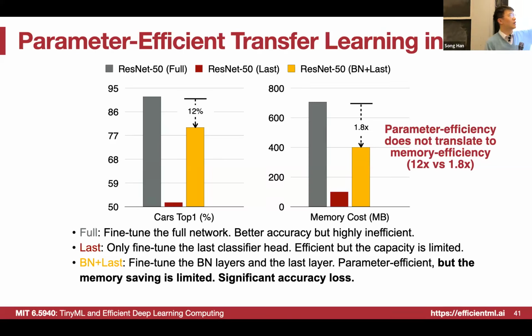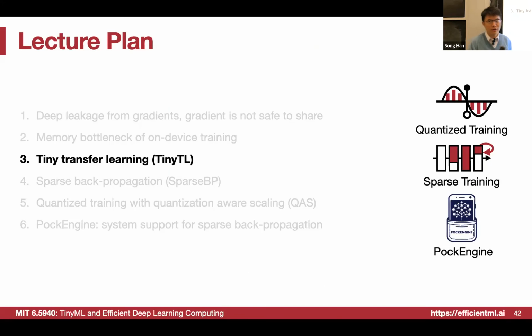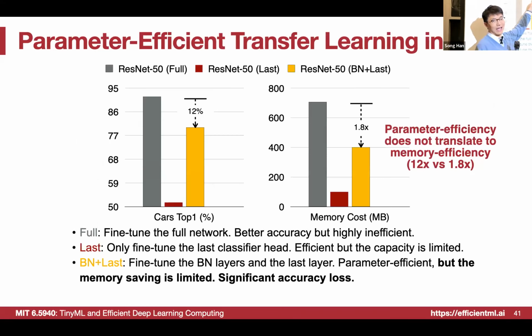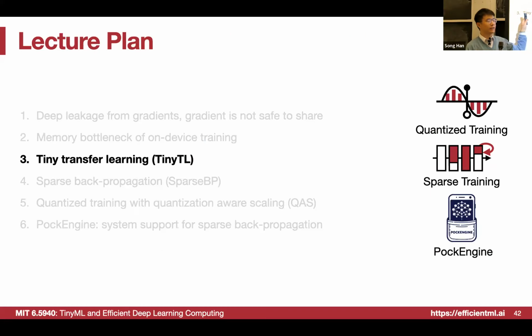And also the accuracy degradation, although it's better than fine-tuning the last layer, compared with full fine-tuning, is still very significant, like double-digit loss of accuracy. And how do we solve this issue? Try to close the accuracy gap and also have pretty significant measured memory saving. So let's talk about tiny transfer learning, Tiny TL, to solve this problem.